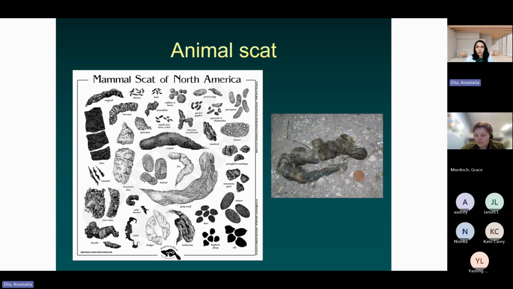For scat, I'm not going to have you guys do anything too crazy on the test, but you should be able to identify the difference between a predator scat and an herbivore scat.